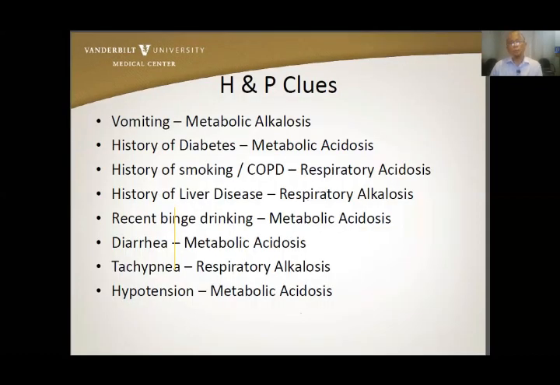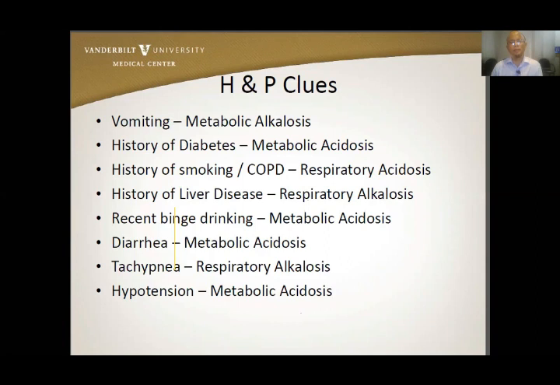So there are some clues. This is very important. If there is prolonged vomiting, what will be the change? That is metabolic alkalosis. If there is a history of diabetes, with diabetic ketoacidosis, this is metabolic acidosis. If there is a history of smoking and chronic obstructive pulmonary disease, it is likely respiratory acidosis. If there is a history of liver disease, it is likely respiratory alkalosis. Recent binge drinking is likely metabolic acidosis.